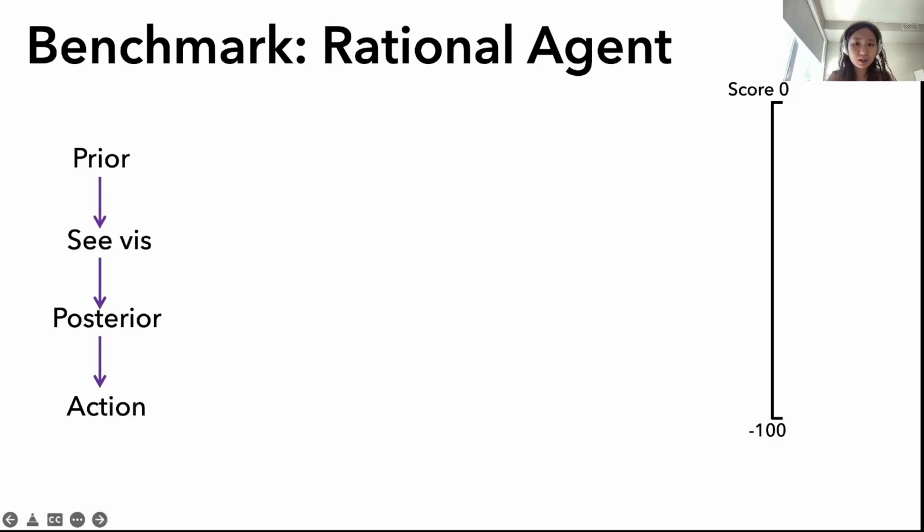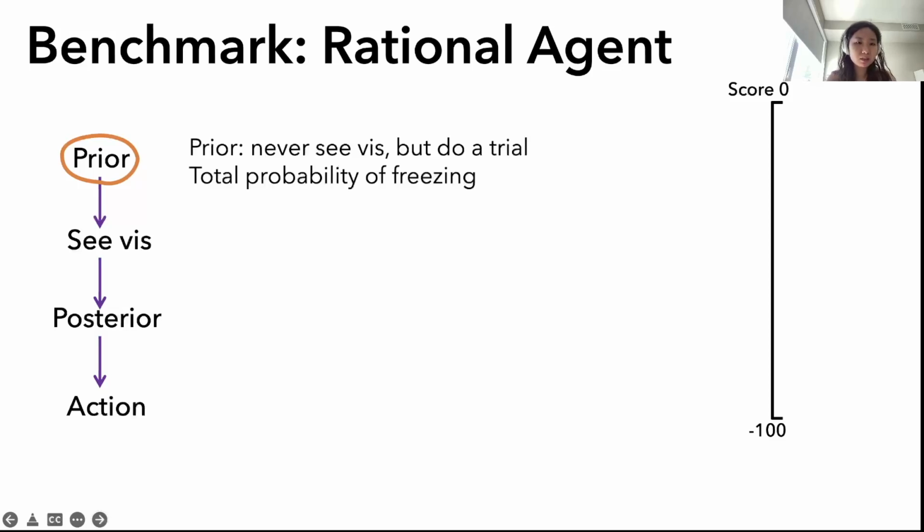Here on the right, this shows the total range of score, which is the upper bound 0, the lower bound -100. Let's see what a rational agent would do with prior information. So the prior is when the rational agent never sees the visualization, but they do a random trial. So this is the total probability of freezing in the experiment. Let's recall that the probability of freezing is drawn from 4 levels uniformly. In the experiment, the total probability is the average of the 4, which is around 0.08.